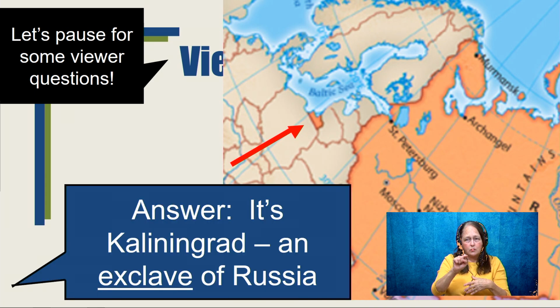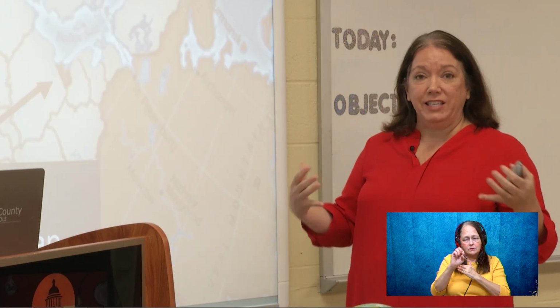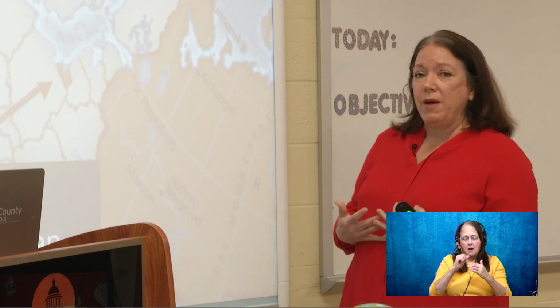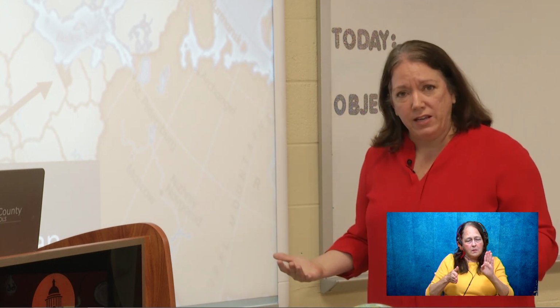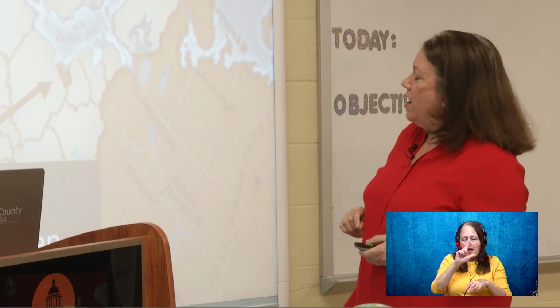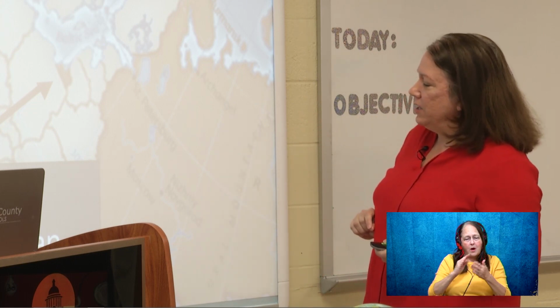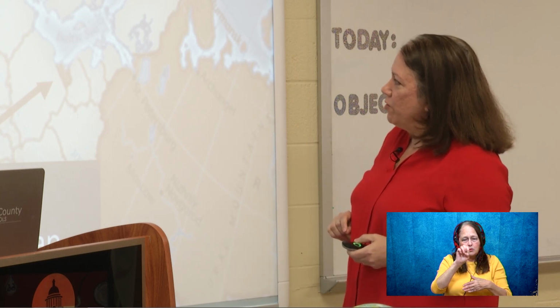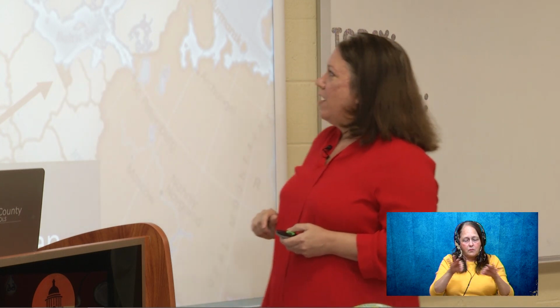This is Kaliningrad. Kaliningrad is a Russian exclave. Now, an exclave is a part of a country that is not part of its contiguous borders. If you think about our own United States, we have an exclave, don't we? We have Alaska that is not part of the rest of our borders. So this is Kaliningrad, that is part of Russia, and it has a very important port there on the Baltic Sea.